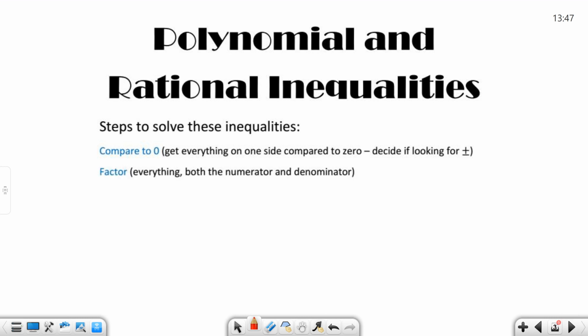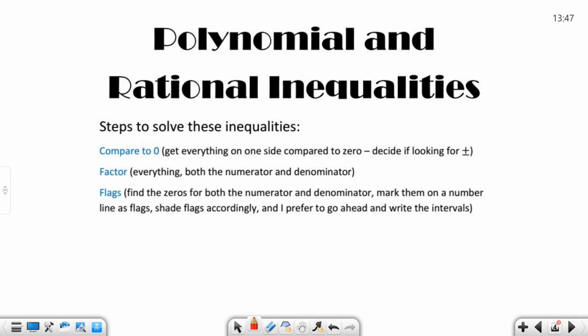The second thing I want to do is factor, and by this I mean factor everything, both in the numerator and denominator. Now, if I don't have a denominator, I don't worry about it. I just factor it. Because where I'm headed is finding zeros, as we did in the past with other things. So find zeros for both the numerator and denominator. Again, if you don't have a denominator, just find the zeros for the numerator. I'm calling these the flags. I want to find the zeros for everything in the problem, numerator and denominator, all factored. I mark all those flags on a number line, then I shade them accordingly.